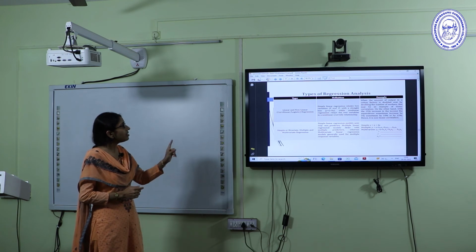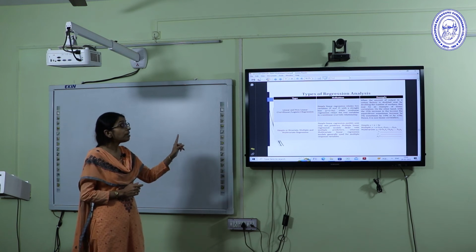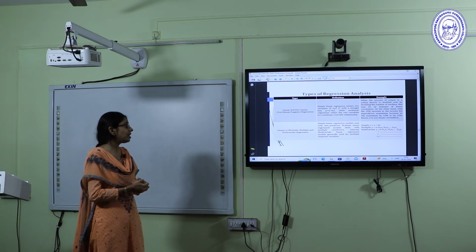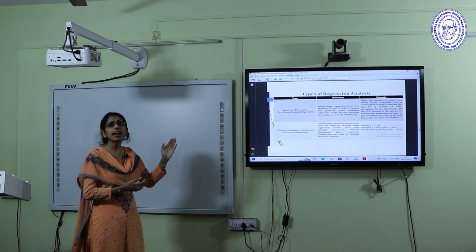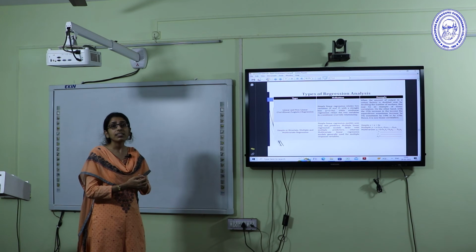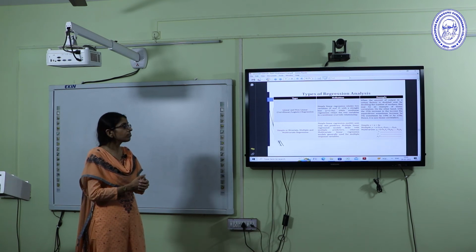Apart from that, there are simple or bivariate regression, multiple regression and multivariate regression. In today's statistical analysis, multiple and multivariate regression have wide use, because in our daily life or practical experience we generally deal with multiple variables instead of univariate or bivariate data.